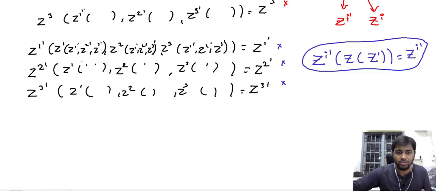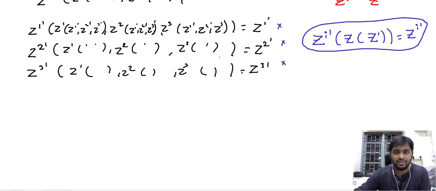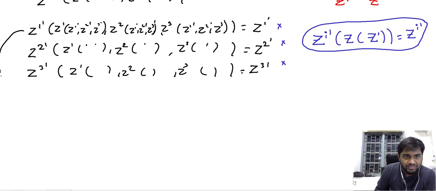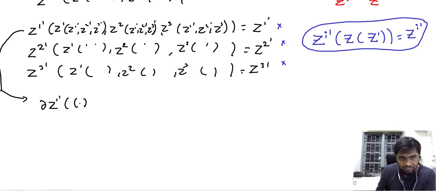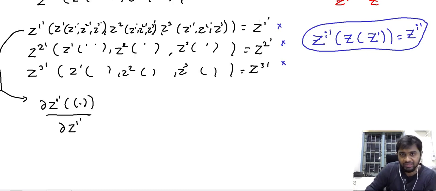Now we also saw in our previous lecture that based on each of these expressions, it is possible for us to find the corresponding partial derivative. So let us start with this expression here. From this expression, it is possible for me to estimate the partial derivative of Z1 prime, which is a function of a function. So a function of a function can be expressed in this manner. So the partial derivative of Z1 prime, which is a function of a function, with respect to the corresponding independent variable Z1 prime, which is on the right hand side of the expression.